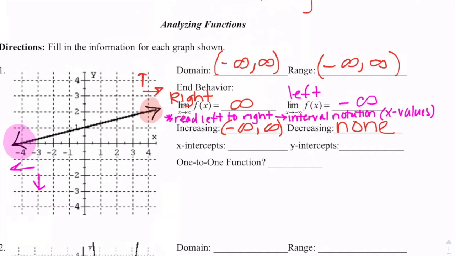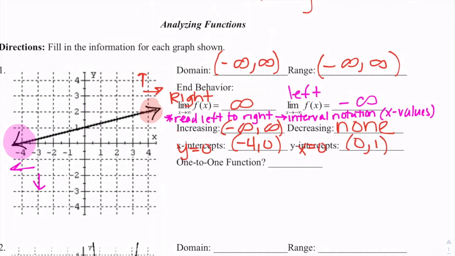And so then our x-intercepts are going to be when y equals 0. And here, y equals 0 when x is negative 4. So write that as a coordinate pair, negative 4, 0. Our y-intercept is going to be when x equals 0. And so that's going to be at the point 0, 1.